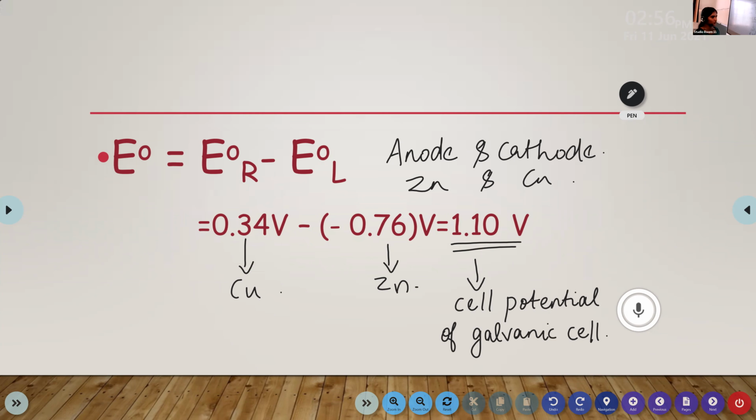Do not get confused with these two words. Electrode potential is the potential difference between electrode and electrolyte. But cell potential is the potential difference between two electrodes, that means between anode and cathode. Okay. Is this clear? Yes. Okay. Then you can write.